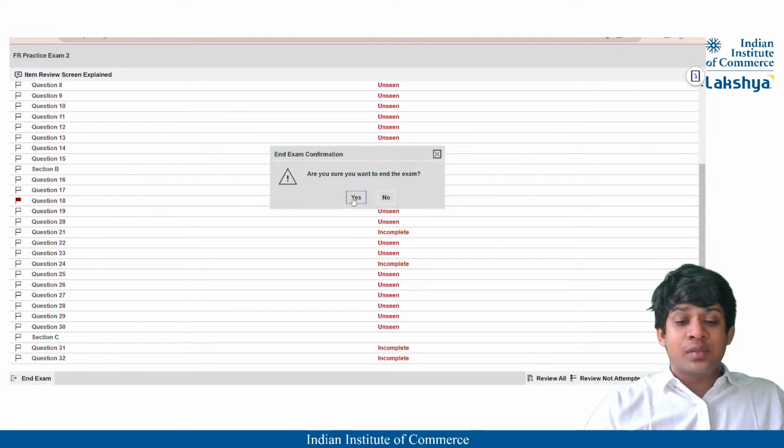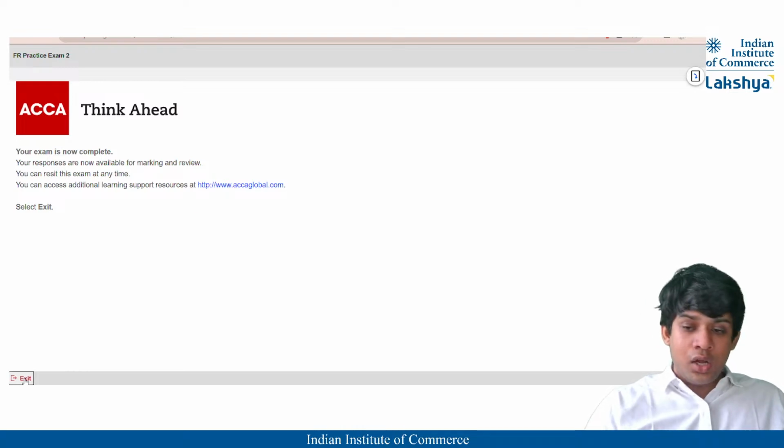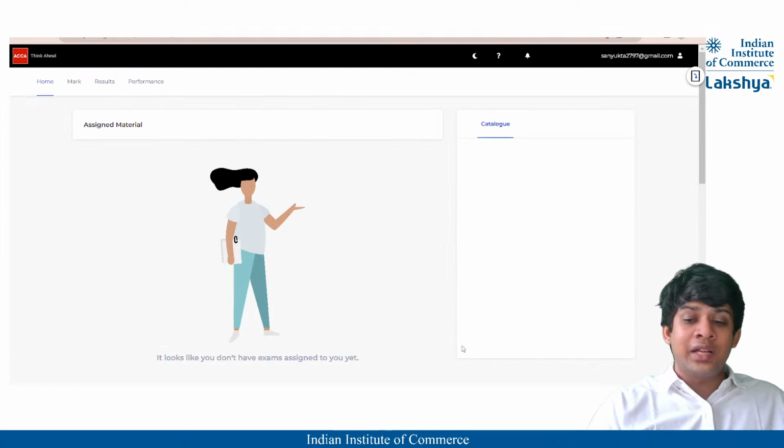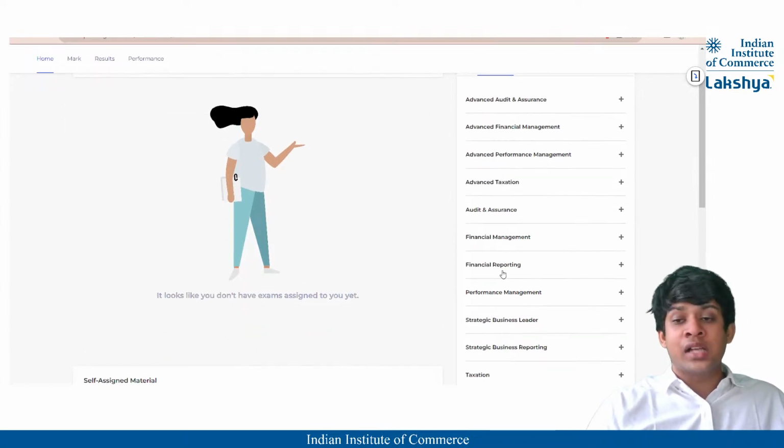and I will click yes on the end examination. Again, they will ask me a confirmation, so I will click yes for the confirmation. Lastly, on the left hand side down corner, I have an option to exit. So I'll exit from this platform. It will get me back to the catalog wherein I can choose another exam to be assigned.